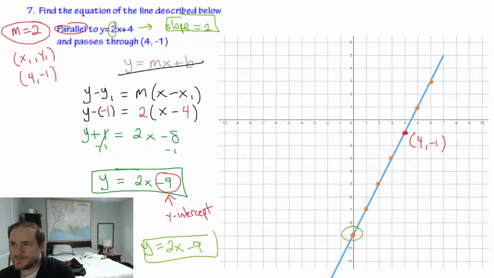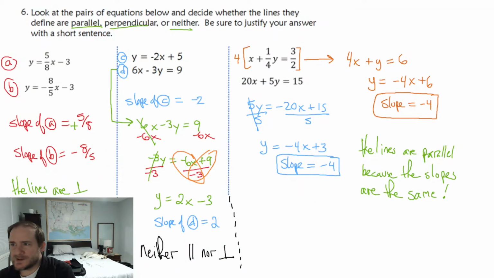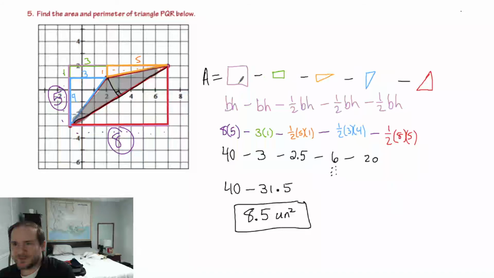What else did we do? We had equations where we decided if we're parallel, perpendicular, or neither. But the other big deal was finding area. Ooh, I forgot we had to find perimeter too. That's my bad, y'all. We better do this problem, huh?